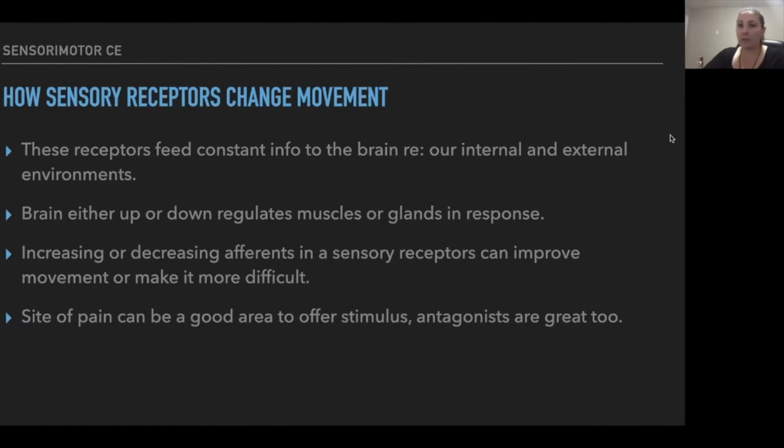And we can play around with that. We know the types of sensations that we're exposed to and that those receptors are responsible for. So we can play with increasing or decreasing afferents in sensory receptors to improve movement or make it more difficult. So when you provide a sensation, it can make a movement easy or it can make a movement more difficult.